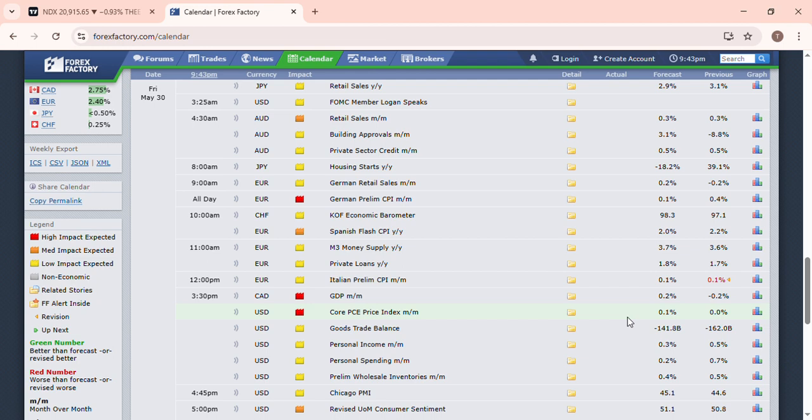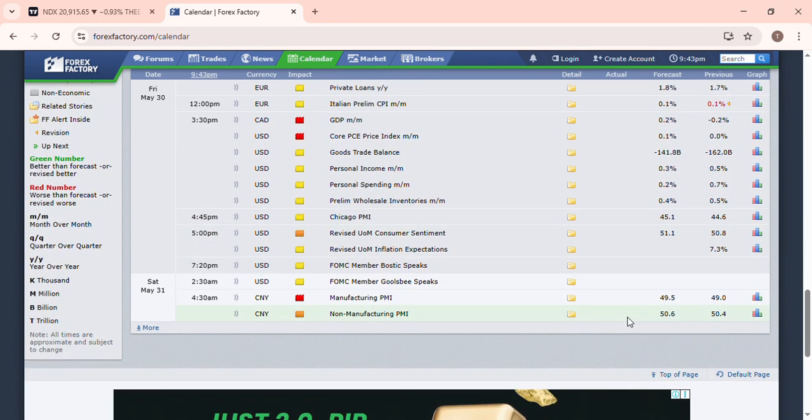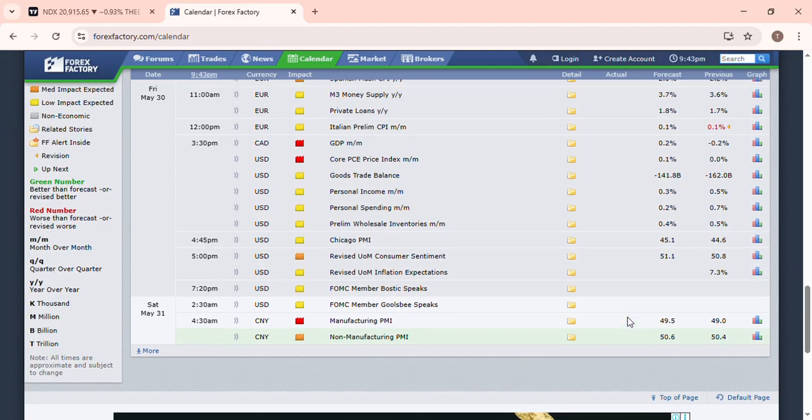This is where we have our point of interest. It's the core PCE, the core personal consumption expenditure, in the US. Previous was at 0.0%, so this time around I expect something higher, and you can see even from the forecast, the expectation is 0.1%. So I'll be expecting a bullish dollar index during that time. There's nothing much else on that.